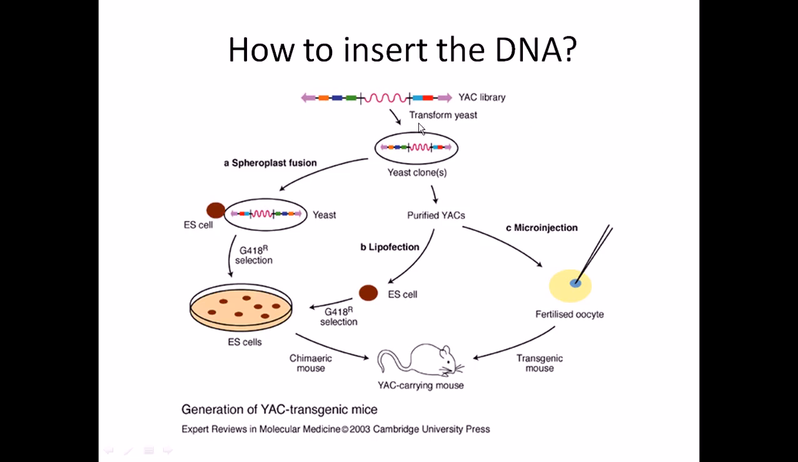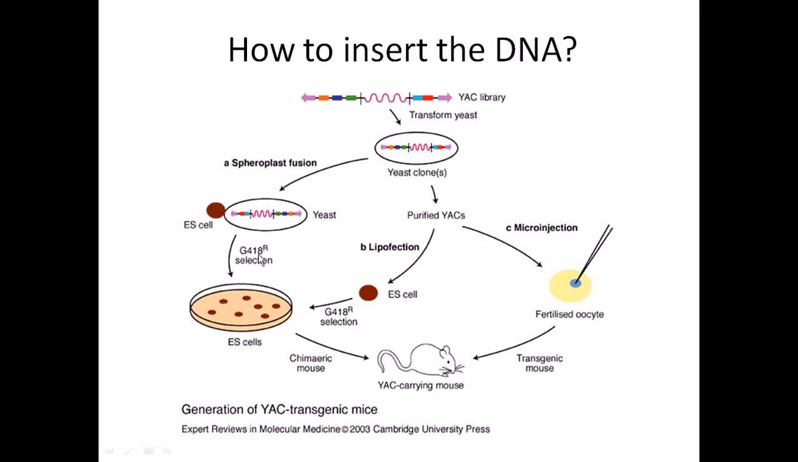So if you look here, this is, let's say, the gene of our interest in these curvy lines, and we have the vector which is called YAC, or yeast artificial chromosome. Now what we do is insert this inside a yeast cell, so we have a yeast clone. Now what are the ways that we can inject this DNA of interest inside the embryonic stem cells?